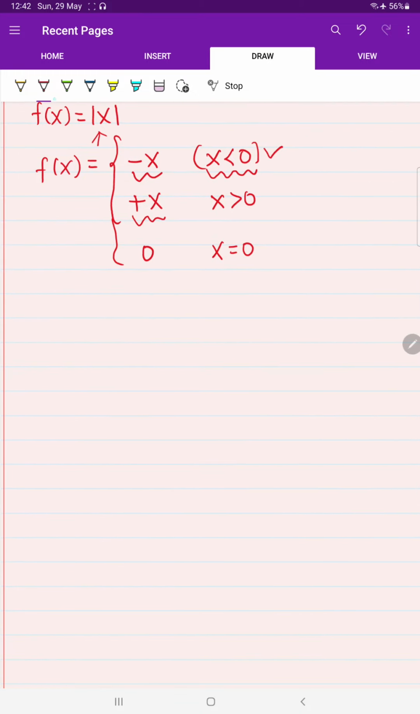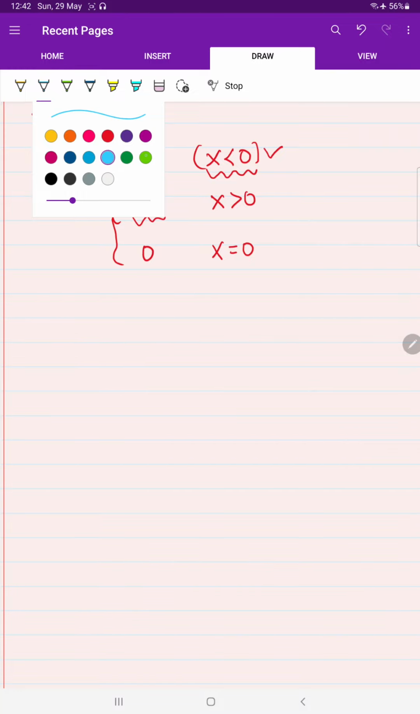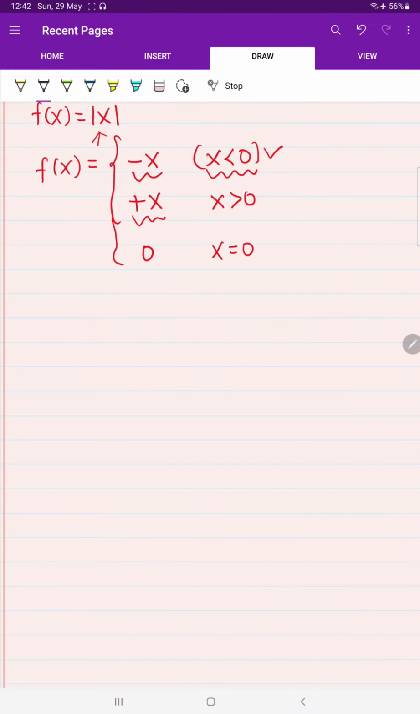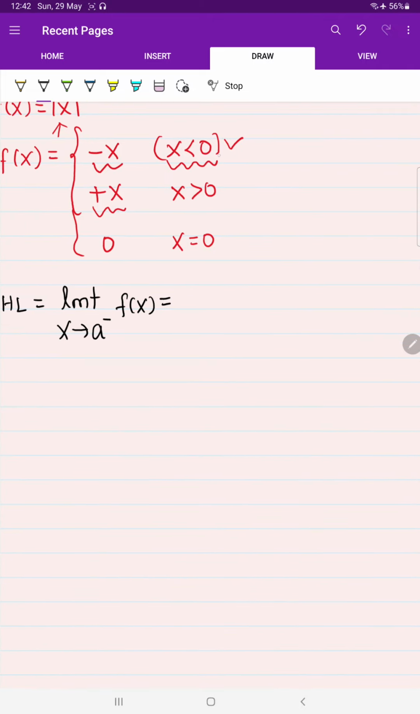So here, let us take the first one, the left hand side limit. What I told you is that the left hand side limit is the limit as x approaches a minus of f of x. Here the point a is 0, so we have already defined a as 0. So how to write this function? Just write in the same way: limit as x approaches 0 minus of f of x.